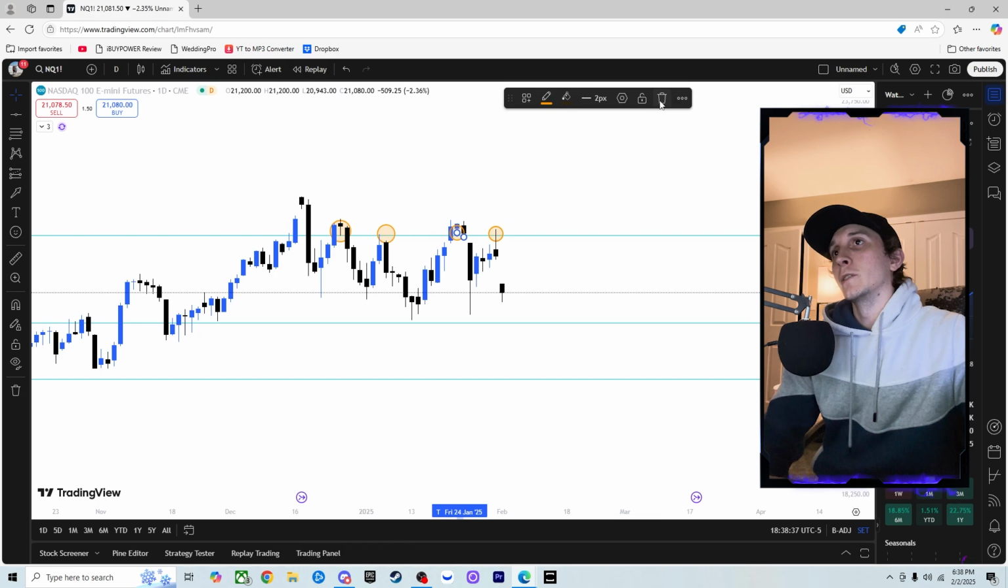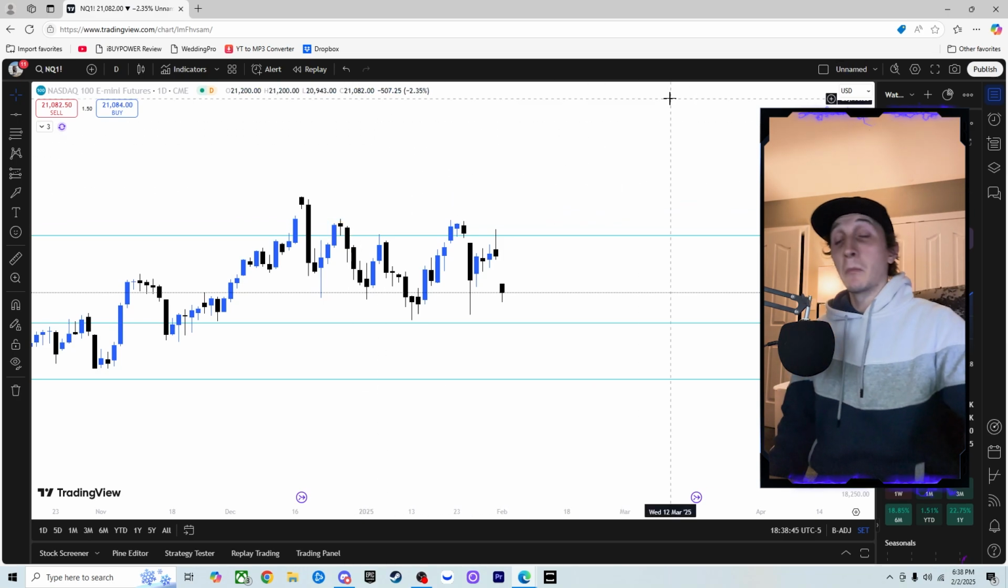Wish I knew a faster way to do this, guys, but I don't. Don't know TradingView all that well. Guess I could have just hit Control Z like a smart boy.